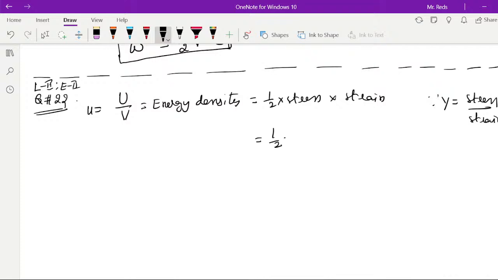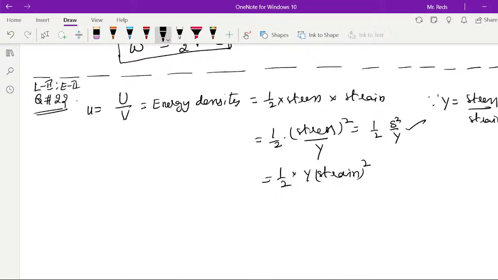We can write it as stress by Y, and hence it becomes stress square by Y. Or you can also write it in terms of strain. Stress can be expressed as Y into strain. So strain into strain becomes strain square, half into Y into strain square, also you can write. So stress square by Y can be expressed as, if S is stress and Y is Young's modulus, then it becomes half into S square by Y, or S square by 2Y.